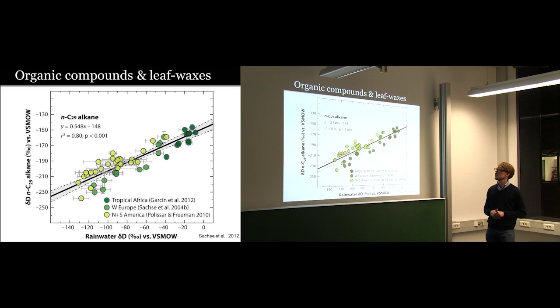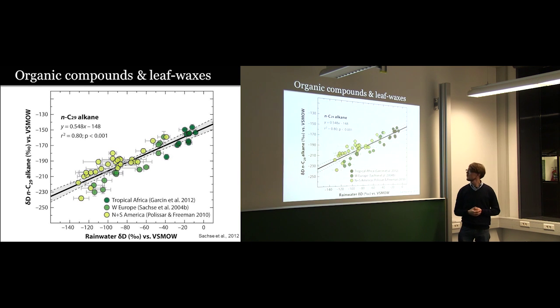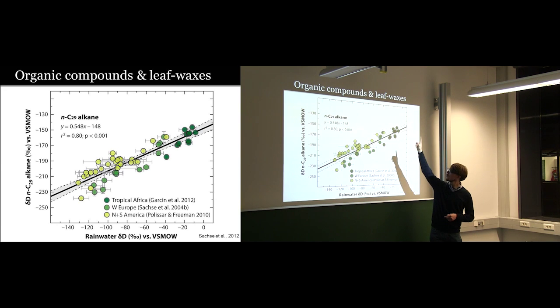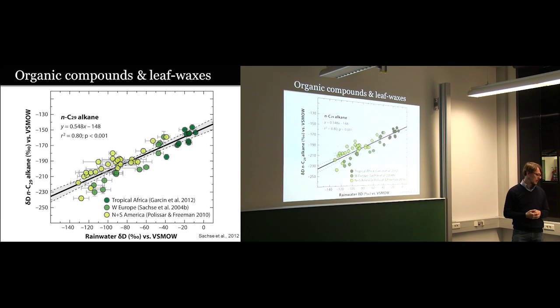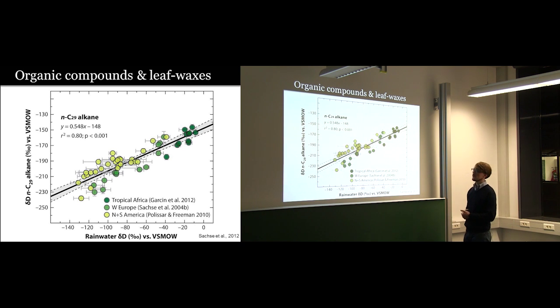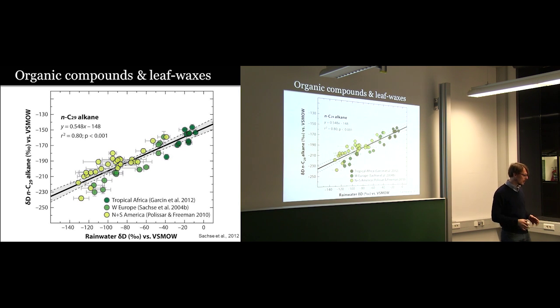However, the nice thing with n-alkanes is really that it has been shown that n-alkanes usually form in equilibrium with rainwater delta D. And this is shown here by a study by Sachs et al. in 2012, where he shows a compilation where you can really see this kind of nice one-to-one relationship between the rainwater delta D and the delta D that is then preserved in these n-alkanes. So this really shows that today in the modern, these n-alkanes are tracking the isotopic values of rainwater that the plant is using to grow.